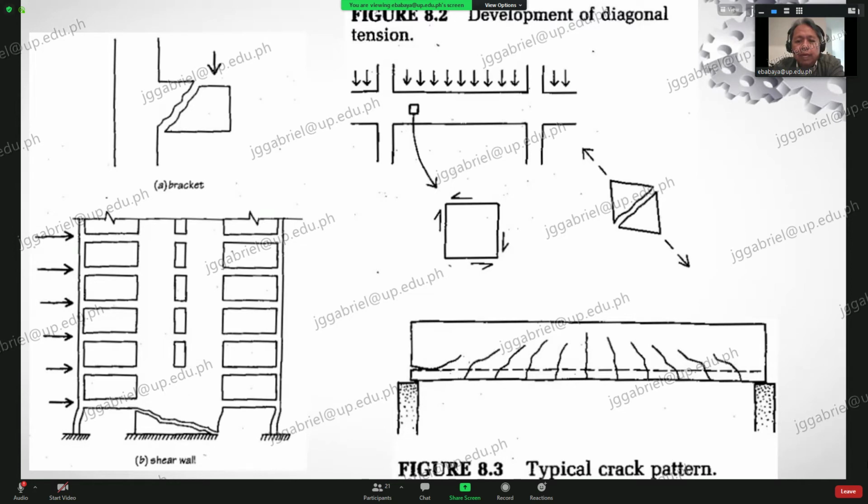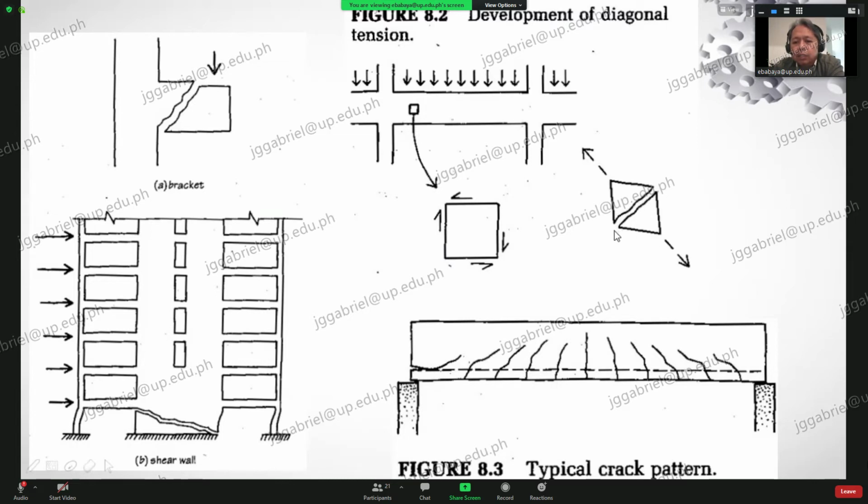If you will look at the different beams that are subjected to shear forces or vertical forces, your beam can fail this way. Okay, it is diagonal. Yung failure niya, no?